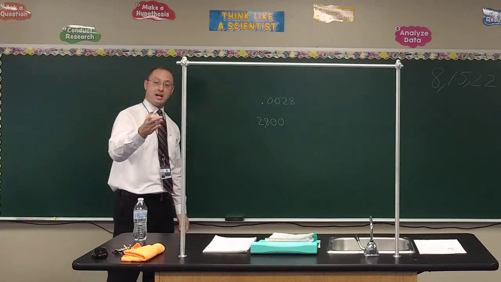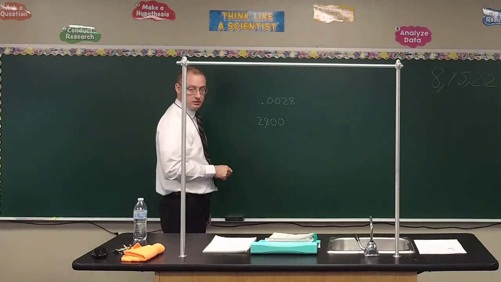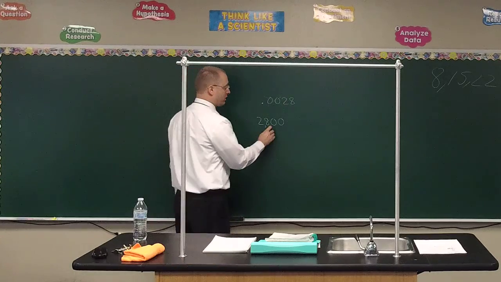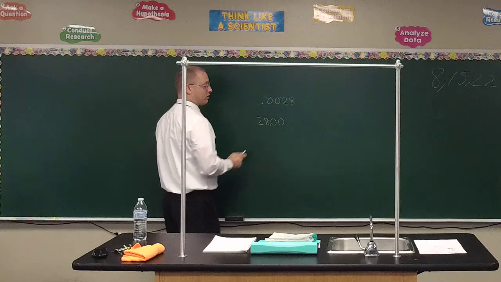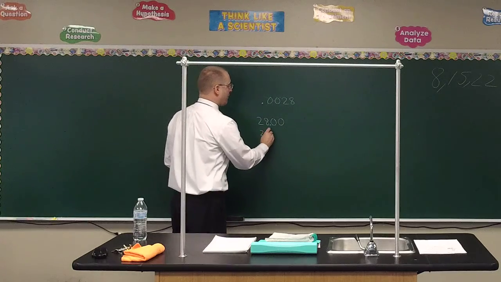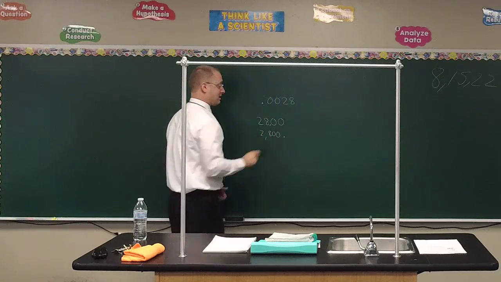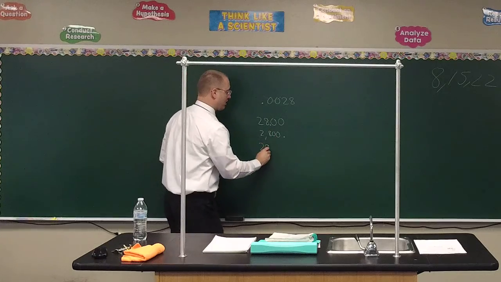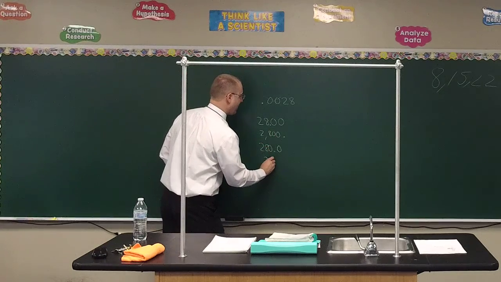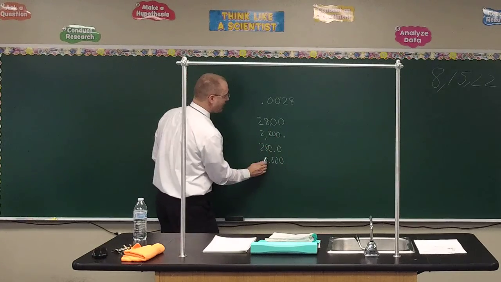I'm getting a no. Why not, Kendall? Because there is no decimal. There's not a decimal in the number. Now, if it was 28.00, now they're significant. If it was 2,800 point, now they're significant. Or 280.0, or even 2.800, or even 0.2800.